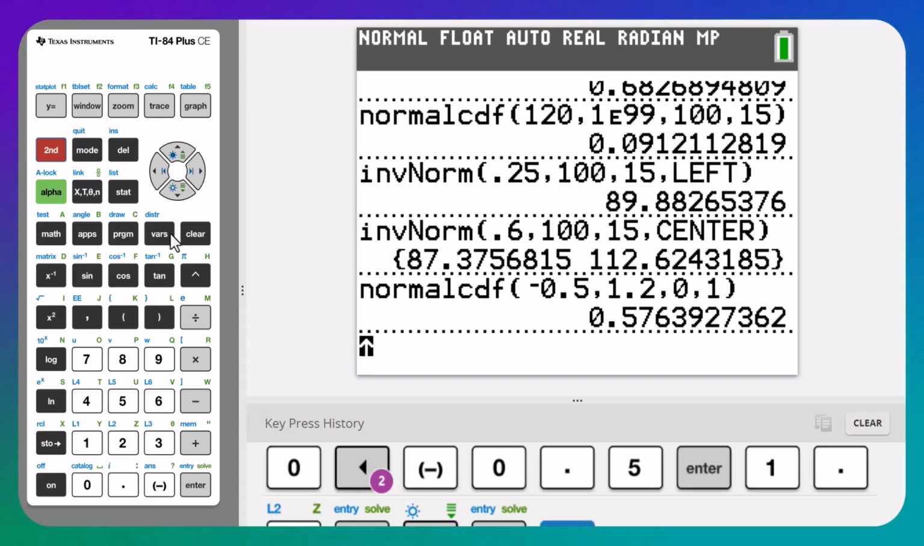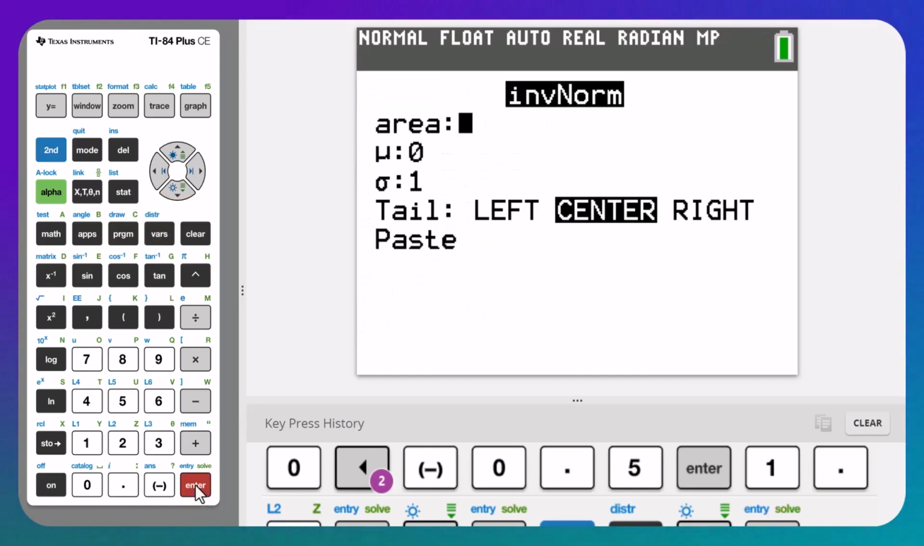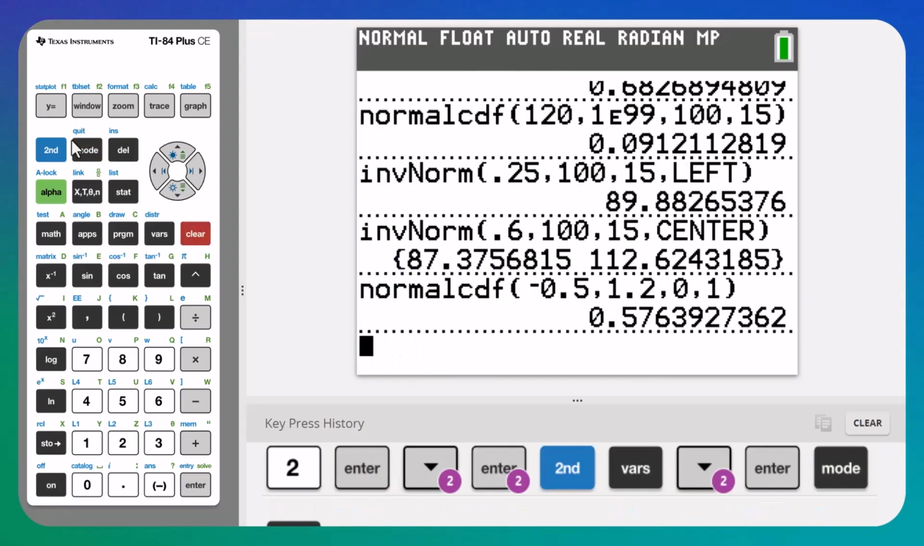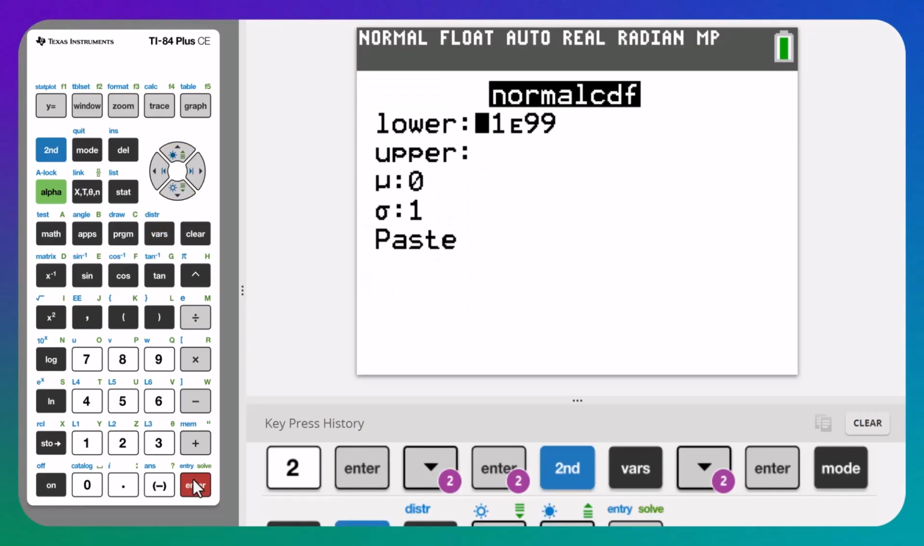So second distribution, inverse norm. And I put the, oops, not inverse norm. Let me hit mode clear. I want to do normal CDF because I'm just trying to calculate a probability. And then hit enter. And I want greater than 120. No, I'm sorry, greater than negative 1.1.